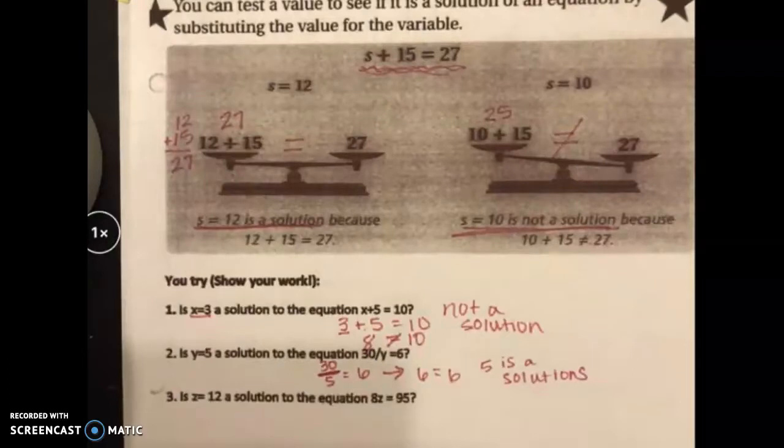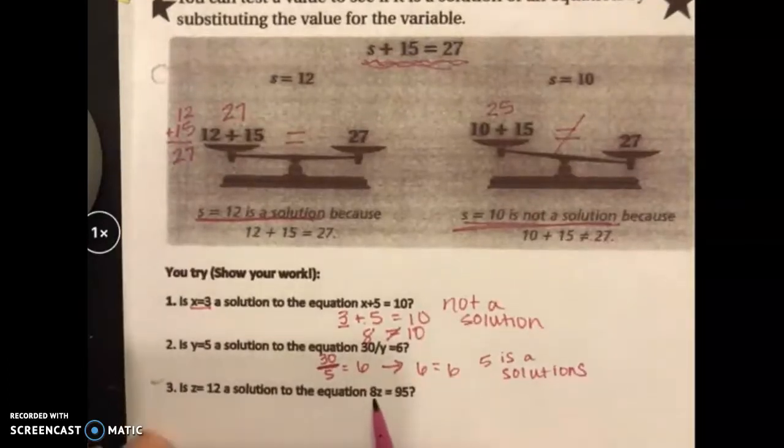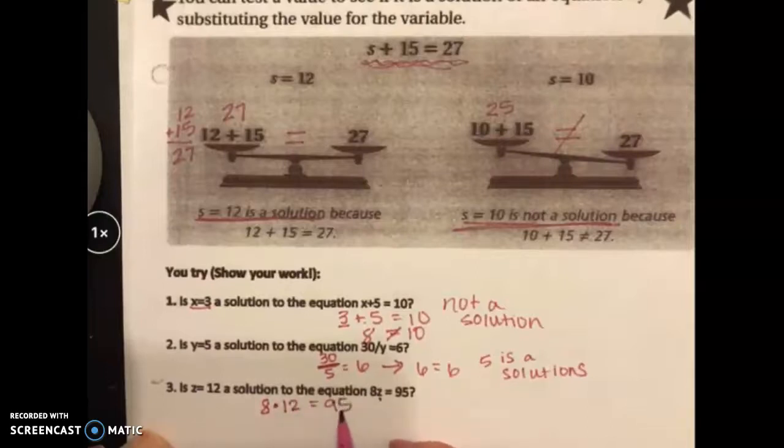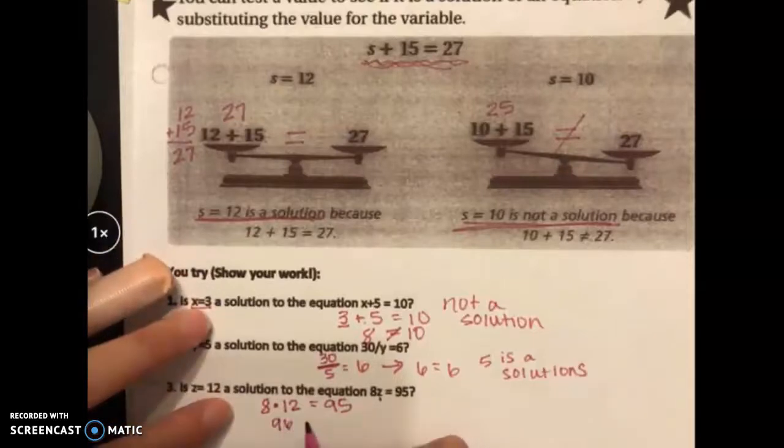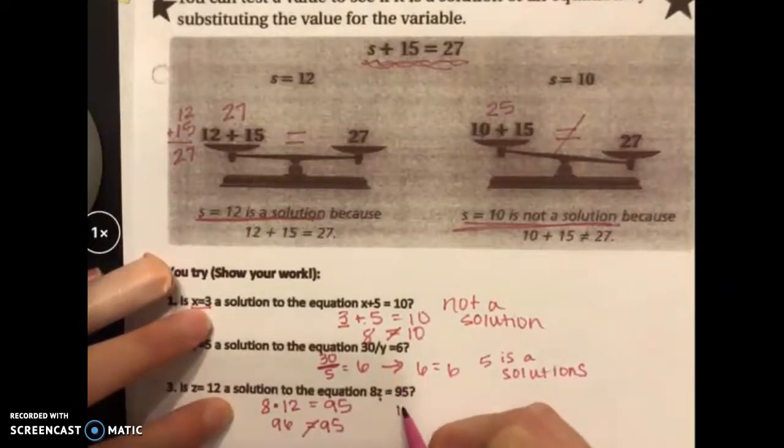Number 3. Is z equal to 12 a solution to the equation 8z equals 95? Instead of writing z, what would I write in place of z? 12. And if it's right next door to a variable, it means I'm going to multiply. So 8 times 12 equals 95. 8 times 12 is 96, equals 95. Is that a true statement? 96 does not equal 95, so 12 is not a solution.